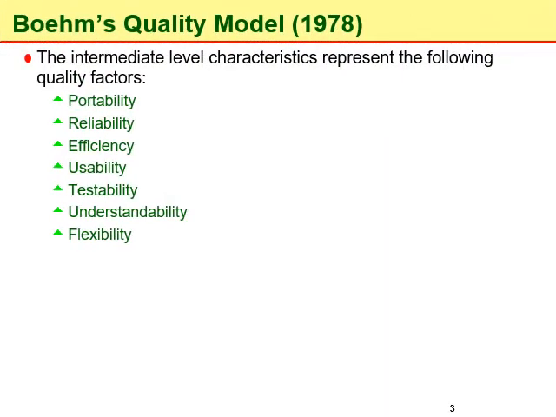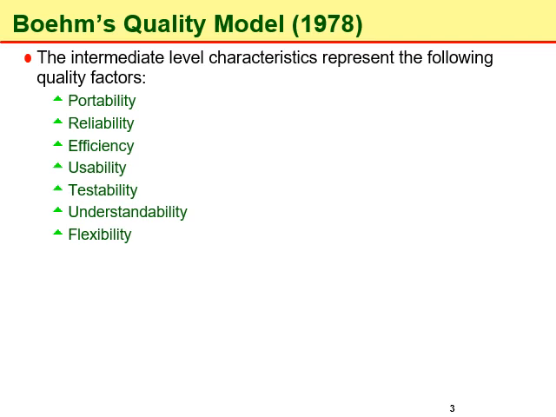Then the intermediate level characteristics represent Boehm's 7 quality factors that together represent the qualities expected from a software system, and these include portability, reliability, efficiency, usability, testability, understandability, and flexibility. So we see each of these factors one by one. Portability, that is, the code possesses the characteristic portability to the extent that it can be operated easily and well on a computer configuration other than its current one or current configuration.